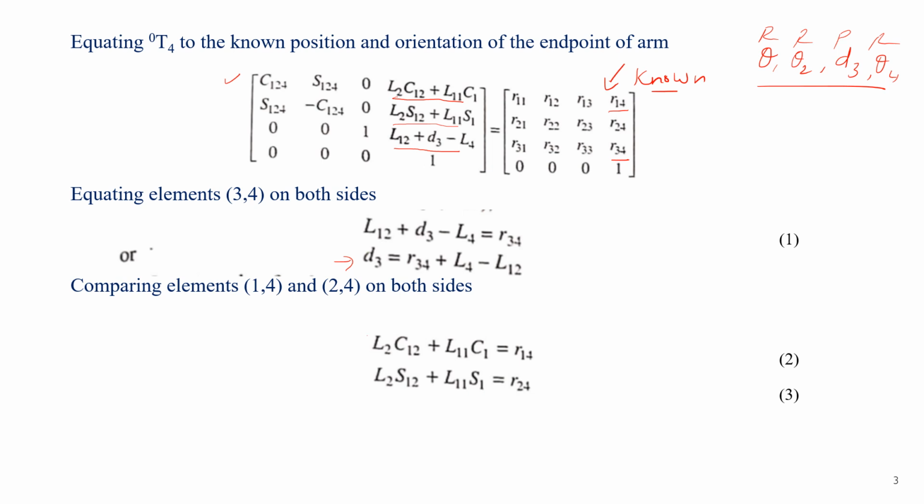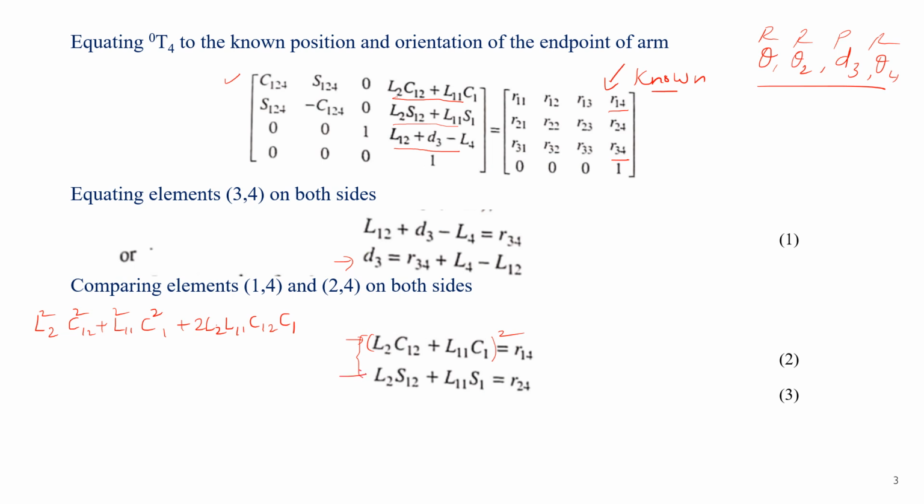Now, if you square and add on both sides, what will you get? For the first equation, when you square, I will write it here. L2 squared cos theta 12 squared plus L11 squared cos theta 1 squared plus 2 L2 L11 cos 12 cos 1. This is on squaring the left hand side of equation 2.